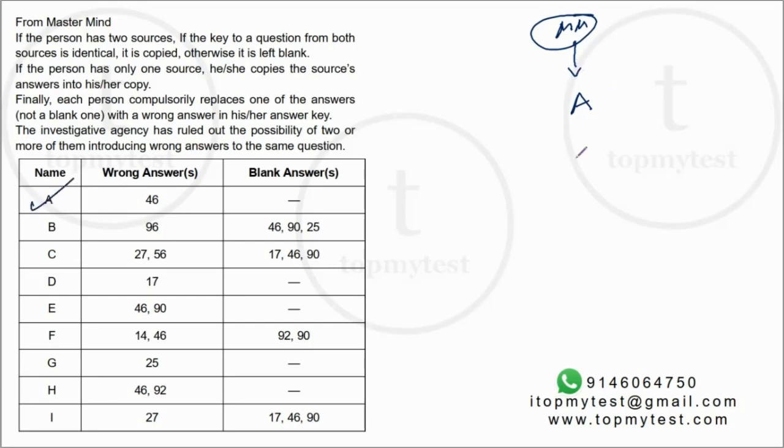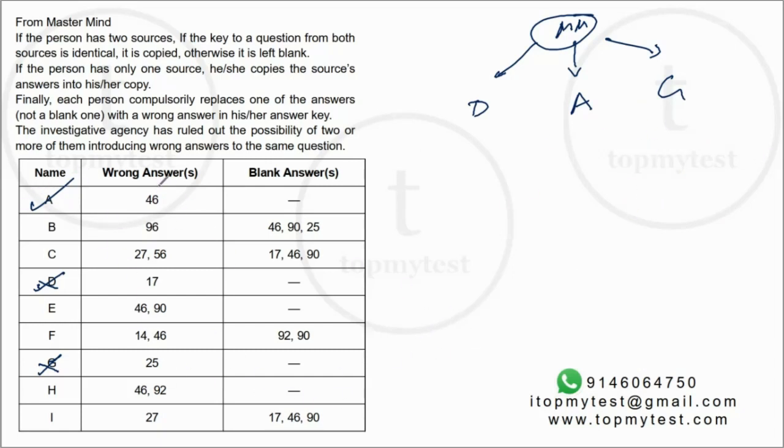Similarly, you can also say D got it directly from the mastermind. And G also got it directly from the mastermind because he's got only one answer wrong and no blanks. So these are the three people who got it from the mastermind. Now, everything else will be introduced. All the errors will be flowing through these three people.